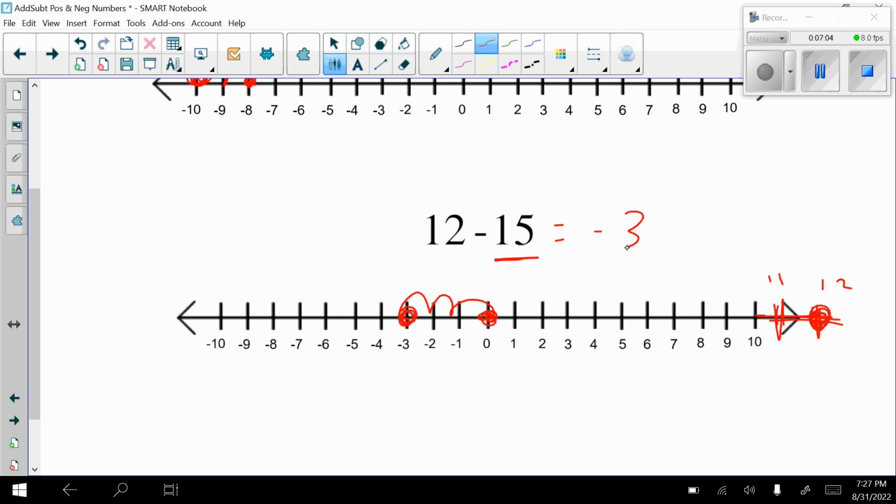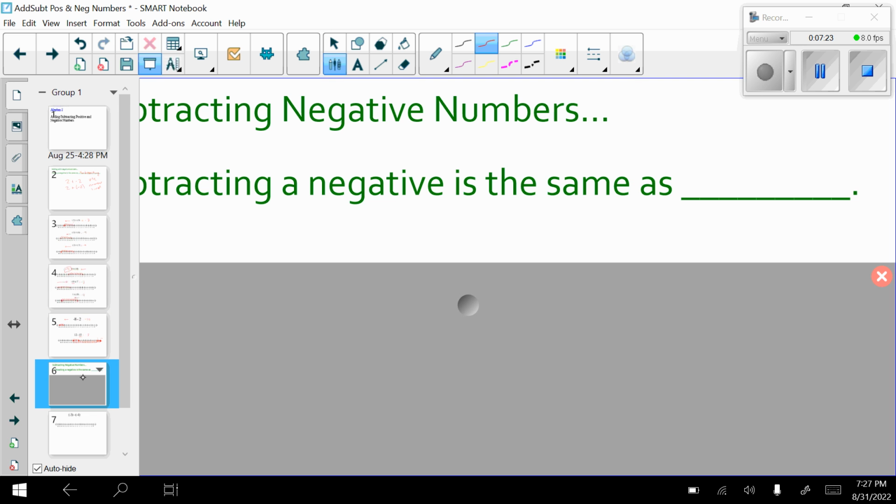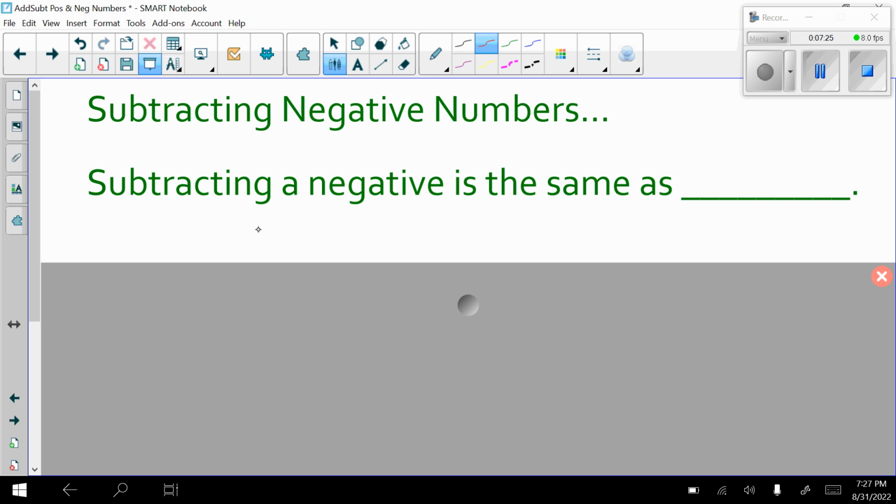But if you want to use the number line, we can count it out. We'll just do it. 1, 2, 3, 4, 5, 6, 7, 8, 9, 10, 11, 12, 13, 14, 15. It's even a -3. But again, sometimes it's a little bit easier to try to do it in your head. All right, last part of this video. When you're subtracting a negative number, subtracting a negative is the same thing as adding.